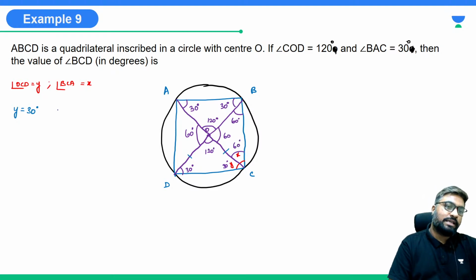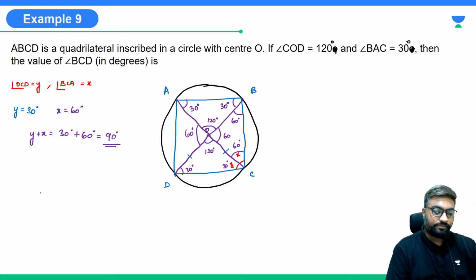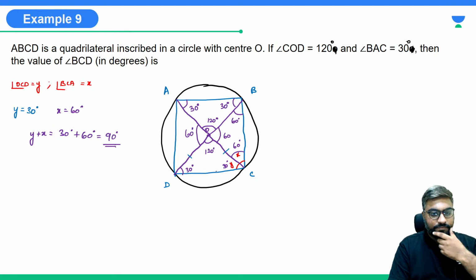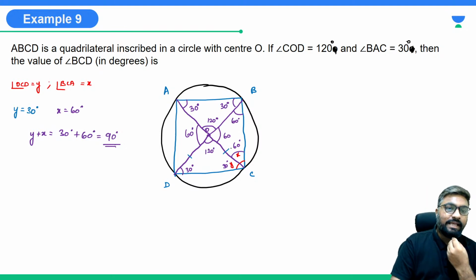तो angle x क्या है? 60 degrees. You're basically getting y plus x is 30 plus 60, that is 90 degrees. Yes. हाँ, correct, yeah. 120 का half, we can also directly do it. 120 का half हो जाएगा, so this is 60, this is 30, this has to be 90. Directly भी आ जाएगा. Yes, वेदांश. Yeah. Directly ये 90 आ जाएगा.